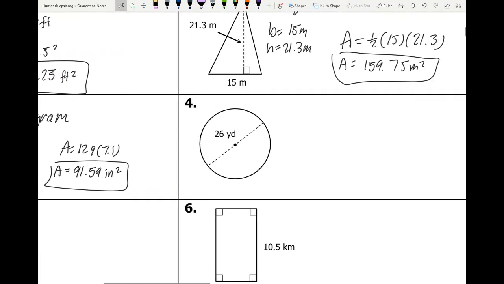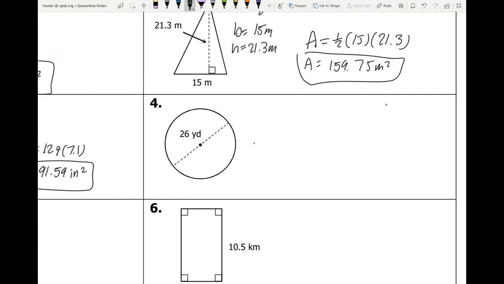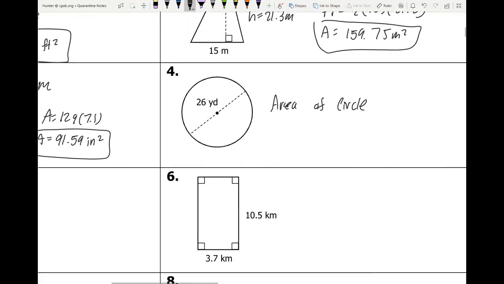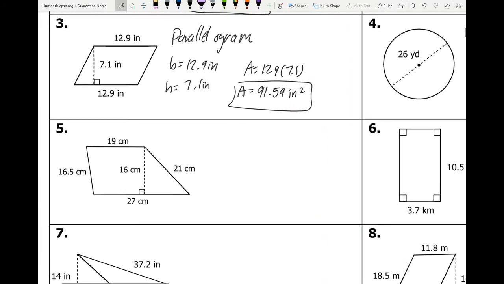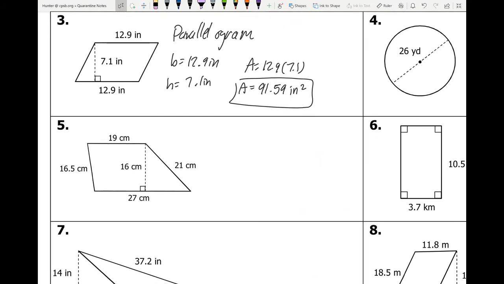Awesome, rock and rolling. All right, this is the area of a circle. You know how to do this one, so I'm going to skip it for the sake of time. If you need help with that, go back to my video on area of a circle.